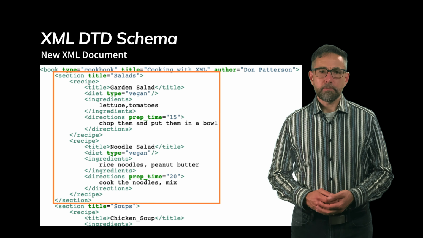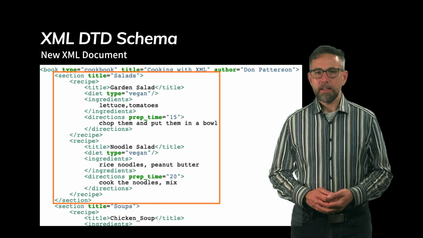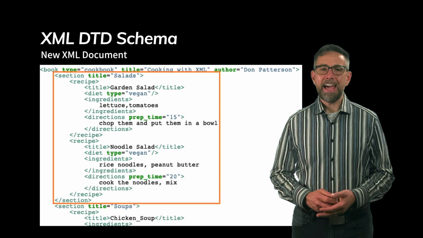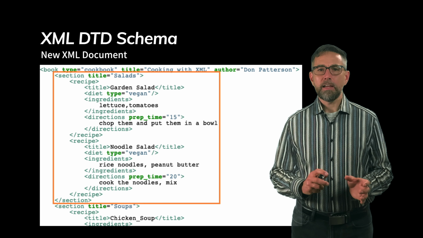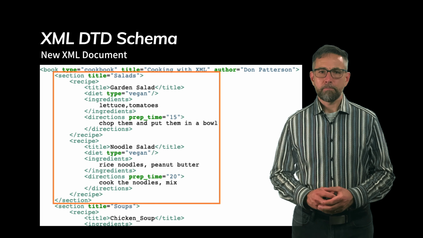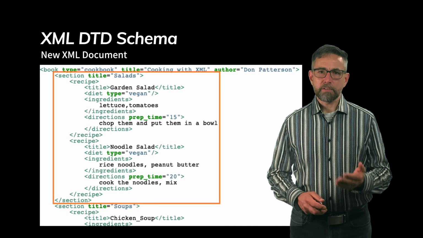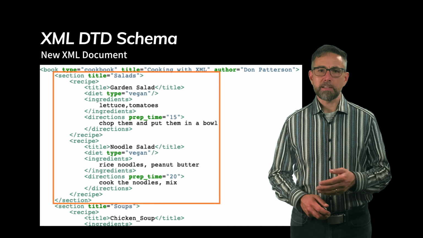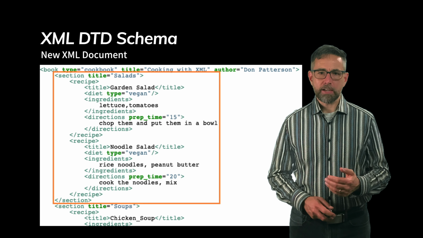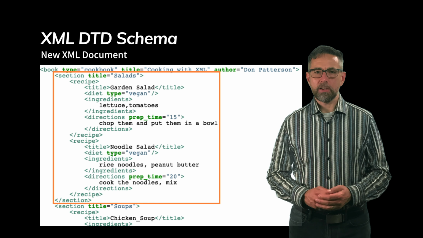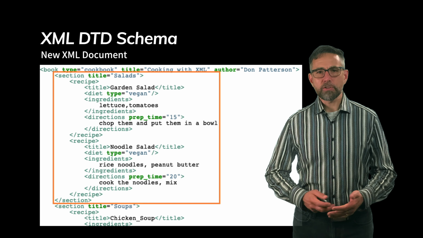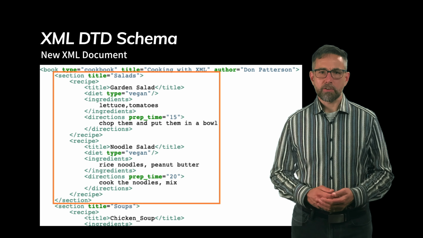The children of the book are called sections. They have titles as well. This section is called salads, so the title is salads. The tag is section, and the attribute is title, and salads is the value of the attribute. I've changed what the children of sections are. I've made things that are recipes, and a recipe has a title and a diet type, ingredients and directions. And you can see that I've also changed some of the capitalization. I've made this XML document closer to what you're going to see in real data structures.